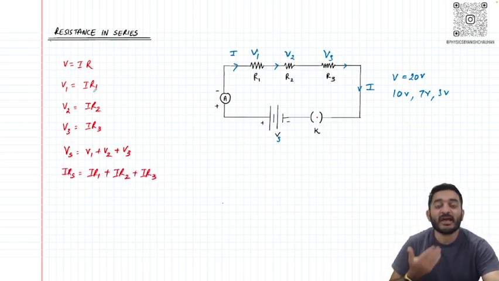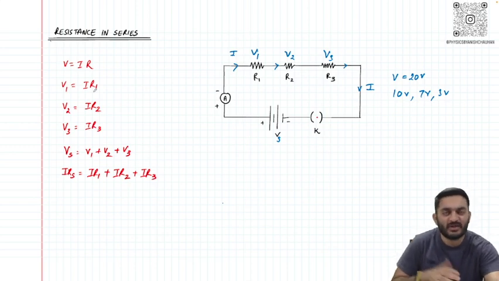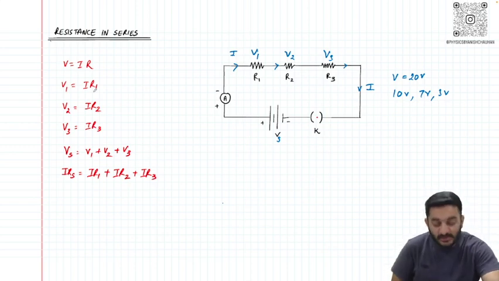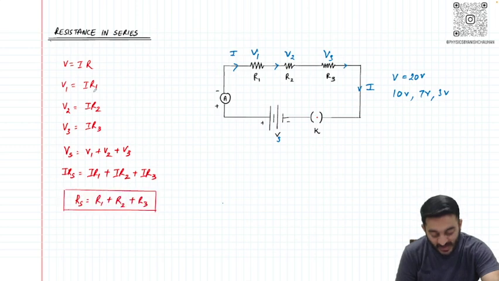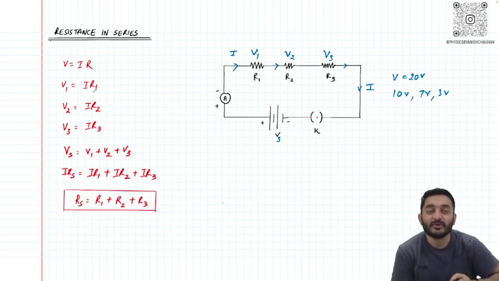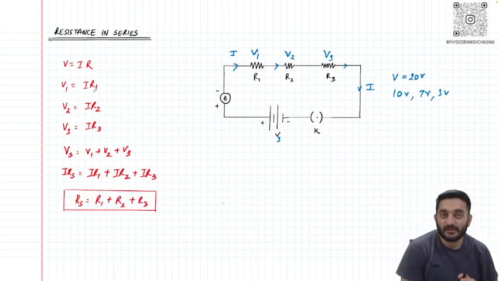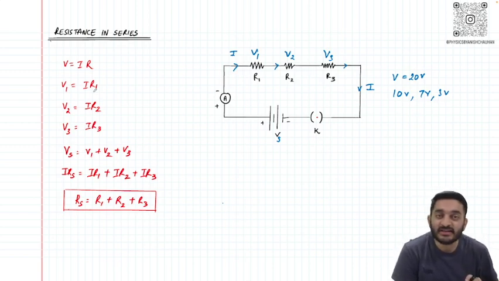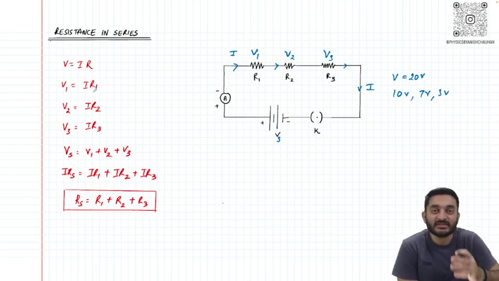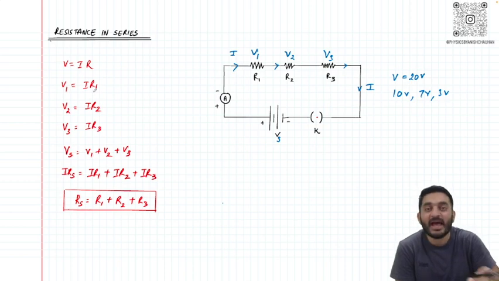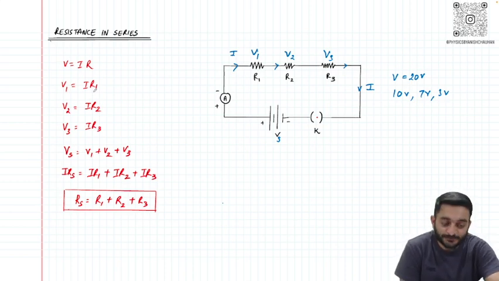If I have to calculate my resistance in series, or my equivalent resistance, the I value can be cancelled on both sides. The resistance in series will simply look like R1 plus R2 plus R3. So this is how we calculate whenever there is a question based on resistance in series. We will simply add up the resistance values.